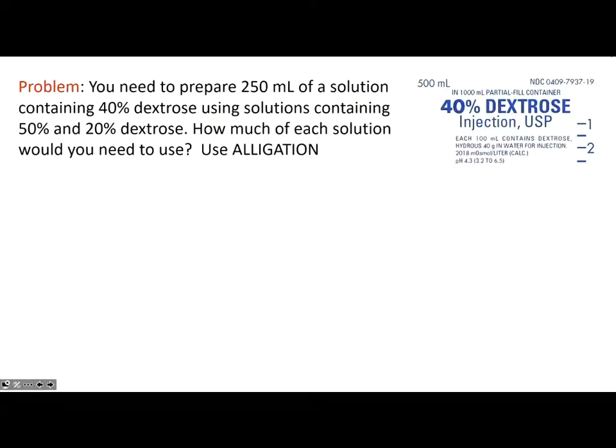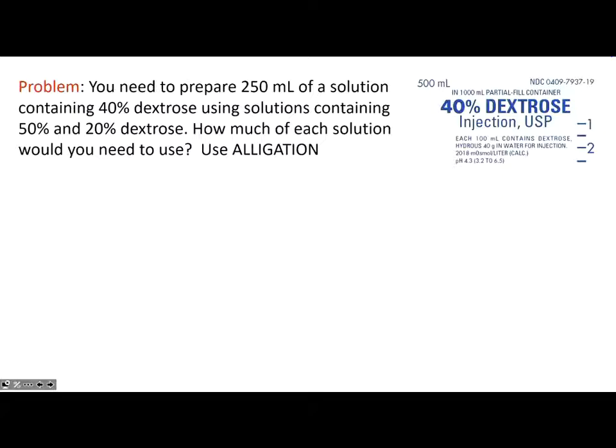Okay? All right, let's do an easy alligation. This one's easy. I like this one because if you struggle with this one, you've got to go back and review this. These alligation questions are pretty straightforward. It says you want to prepare 250 mils of a solution containing 40% dextrose. That's your target, 250 mils of 40% dextrose. You have 50% and you have 20%. So how much of each one are you going to use to mix them together?